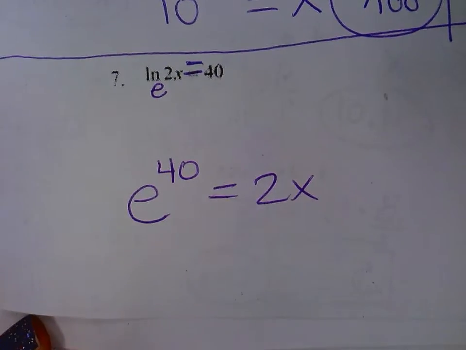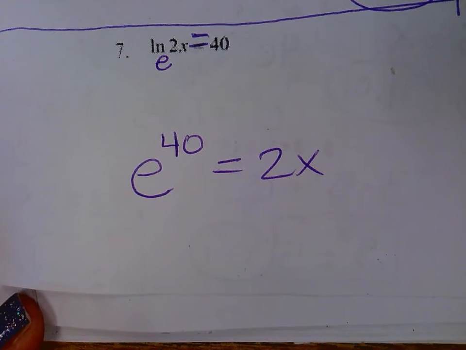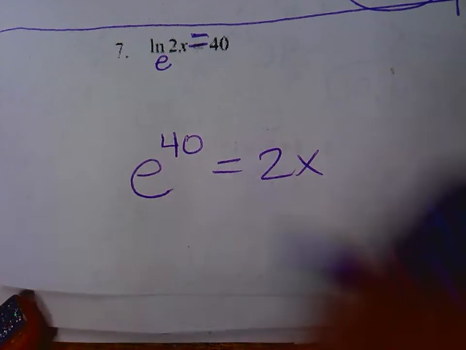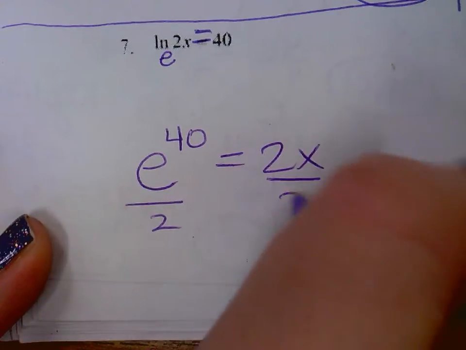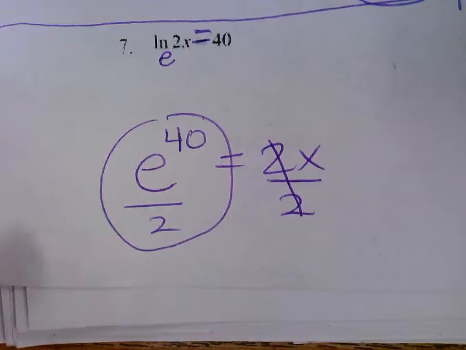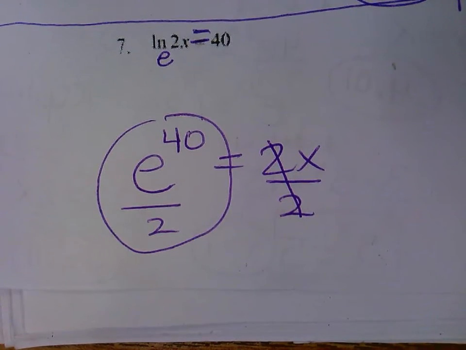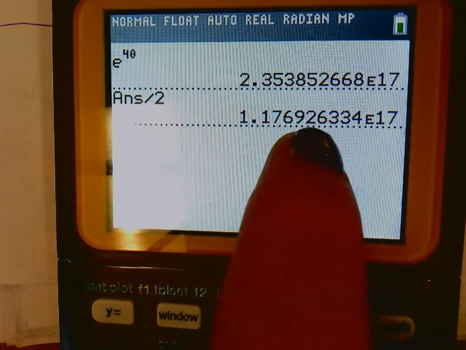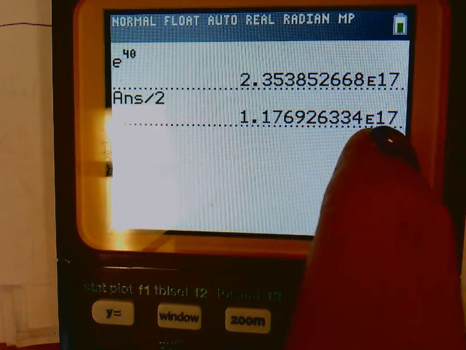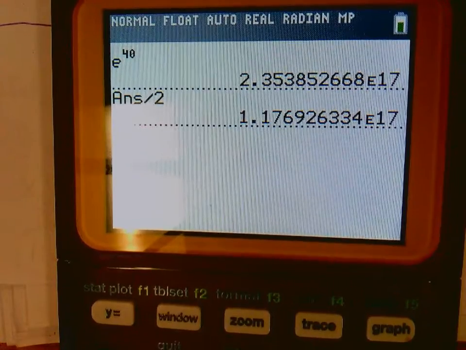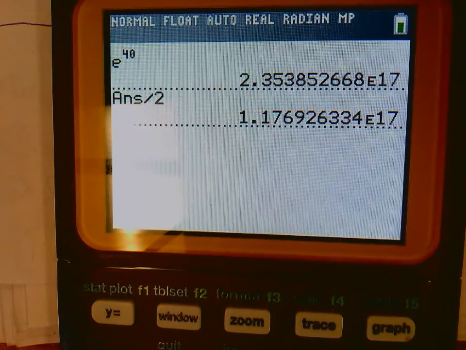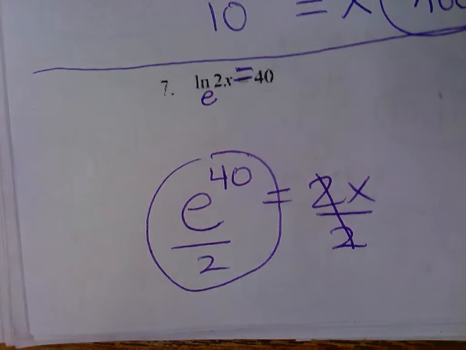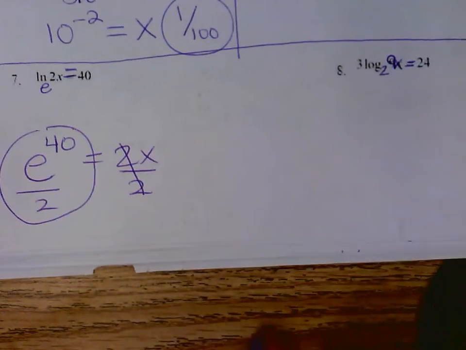What would be my last step to solve for x? Just divide by 2 on both sides. And I would leave this as your final answer, because if you type e to the 40th in, you're going to get your answer in scientific notation. So if you notice, it says 1.17, if you look all the way over to the right, times 10 to the 17th power, which is a gigantic number. So if you just want to leave your answer as e to the 40th over 2, that makes sense.